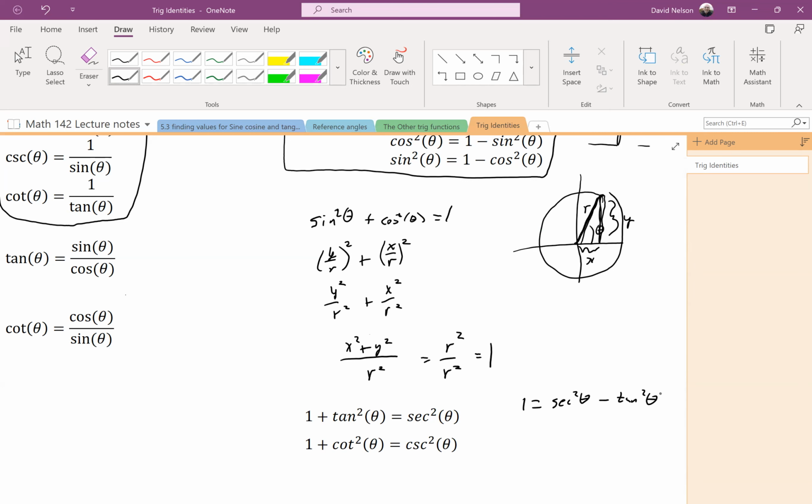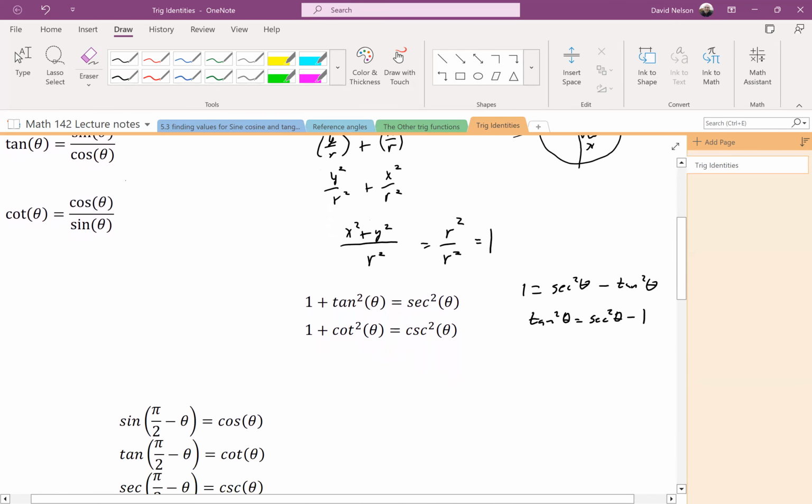Or we could do tangent squared theta is equal to secant squared theta minus 1. Those are other sorts of identities out there that are useful to use as well, some other Pythagorean theorem identities. And then finally, I've got 3 more identities for us to start with.